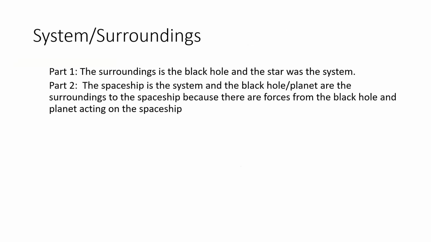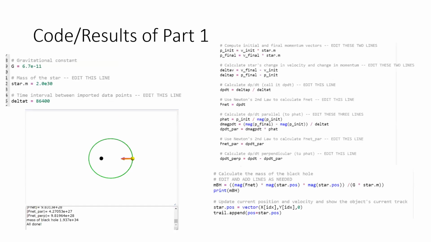System and surroundings. Part 1, the surroundings is the black hole and the star was the system. And part 2, the spaceship is the system and the black hole and planet are the surroundings to the spaceship, because there are forces from the black hole and planet acting on the spaceship.